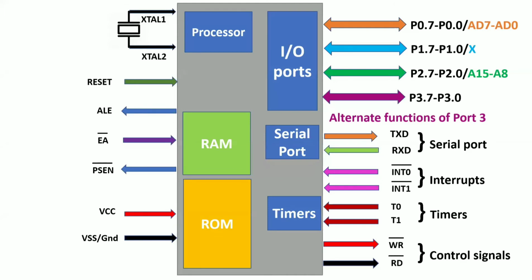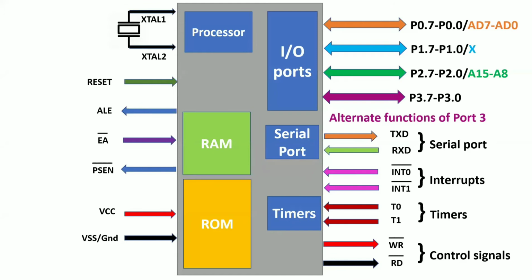Now there is another advantage with the help of IO ports. If you look at port 0, port 2 and port 3, these 3 ports, except port 1, can work as alternate functions. That means the port can also work as some other function apart from the normal input or output operation. So what are those alternate functions? We will see. If you take port 0, it can work as a normal bidirectional IO port, as well as a multiplexed address bus and data bus. Similarly, port 2 can work as the higher order address bus.